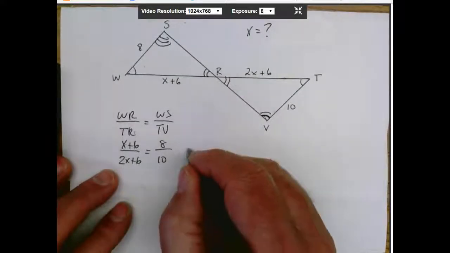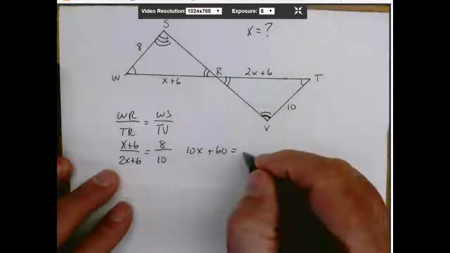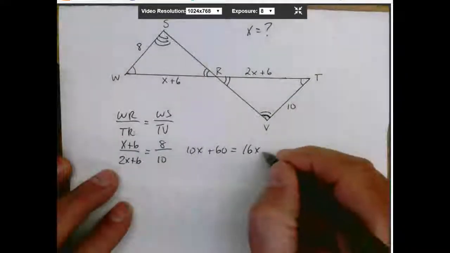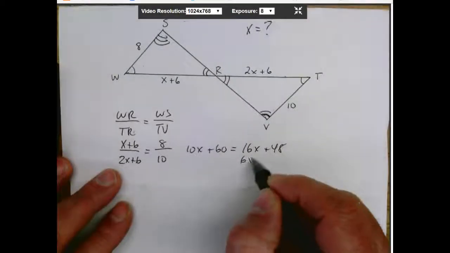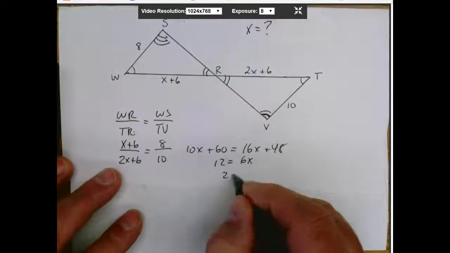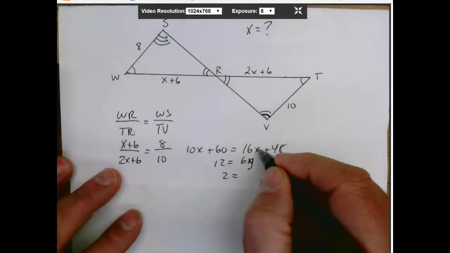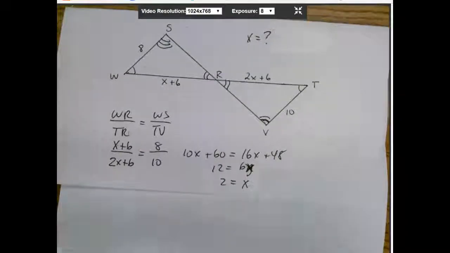So 10x plus 60 equals 16x plus 48. Then we collect our like terms. We'll minus 10x, we'll get 6x. We'll minus 48, we'll get 12. And we get 2. This is y actually, right? No, it's x. So x equals 2. Okay, and there's our answer.